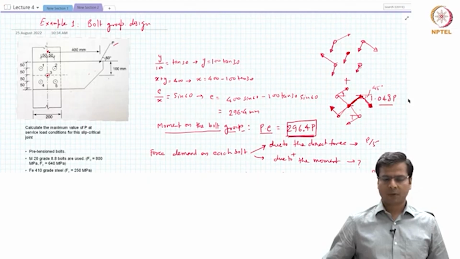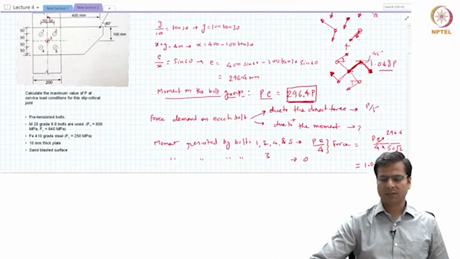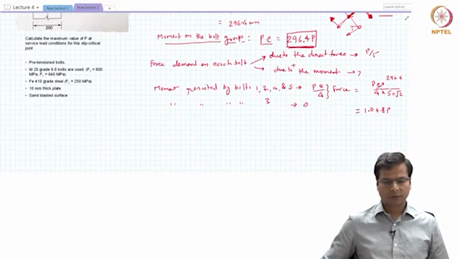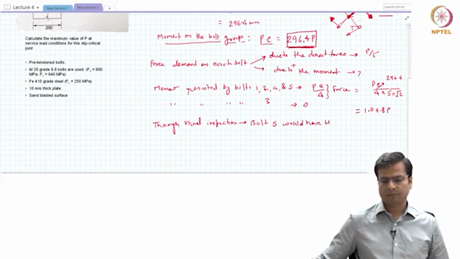How about bolt 5? The direct action is at 30 or 60 degrees from horizontal, and the effect of moment is at 45 degrees from horizontal. They are much better aligned than all the other bolts, and therefore they will have a much more significant combined effect than any other bolt. So we can simply say, through visual inspection, that bolt 5 would have the largest force.